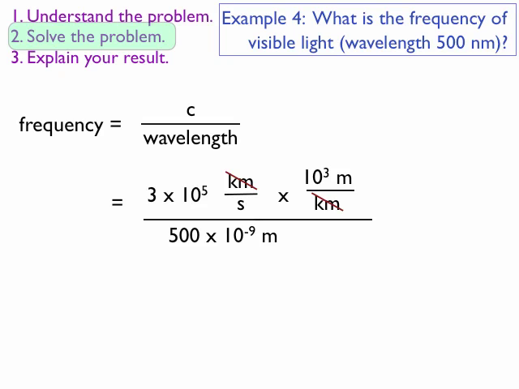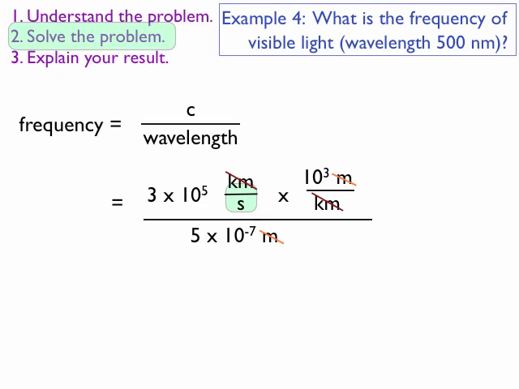First, we put the denominator in scientific notation. 500 is 5 times 10 to the 2nd power. Multiplying 10 to the 2nd by 10 to the minus 9th gives us 10 to the 2 minus 9, or 10 to the minus 7th. Note that the meters now cancel in the numerator and the denominator, leaving the final units of per second.